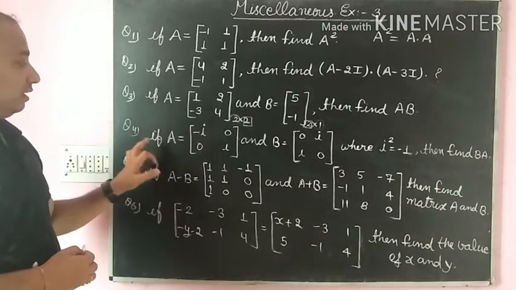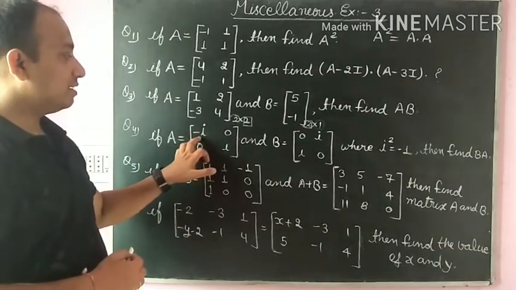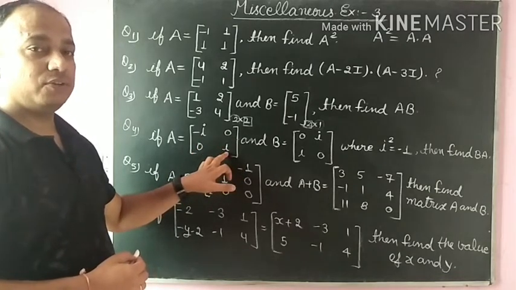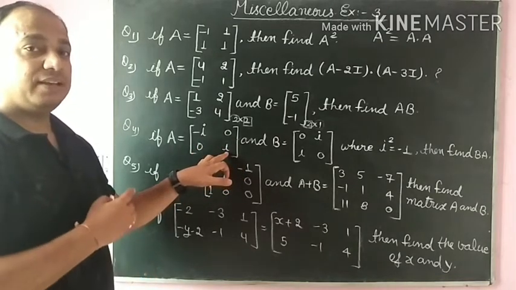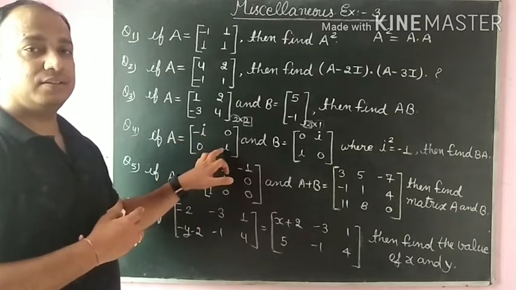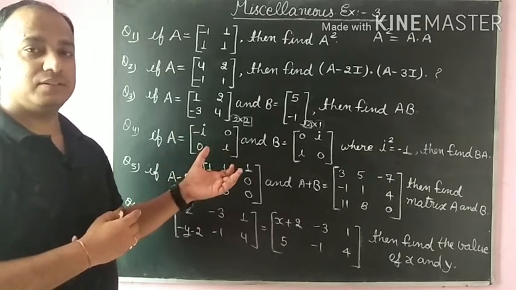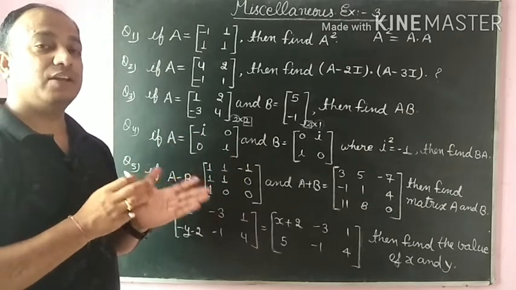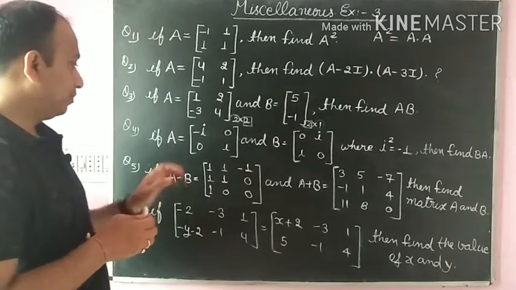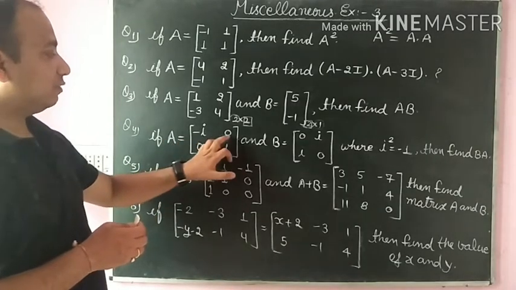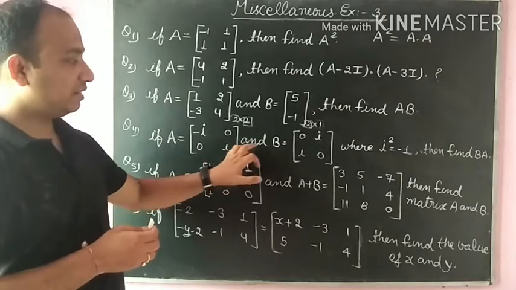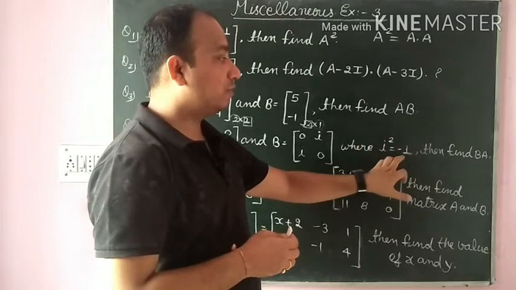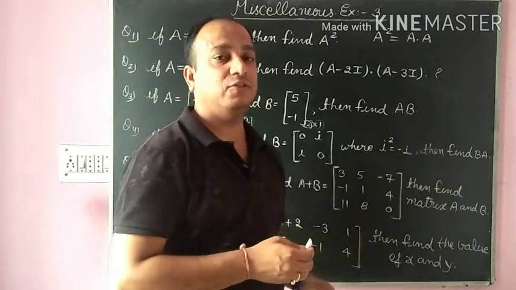Question number 4, if matrix A equals minus iota 0, 0 and iota. Iota you know very well. In 11th class, iota is an imaginary number which is used in complex numbers. Okay, and the value of iota square is minus 1. If matrix A equals minus iota 0, 0 and iota, and matrix B equals 0, iota, iota and 0, where iota square equals minus 1, then find the value of BA.